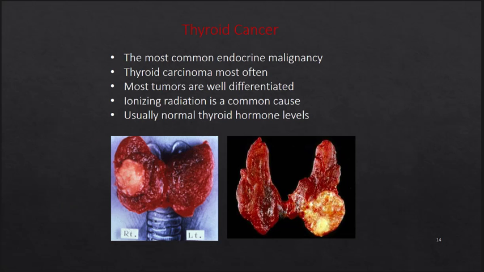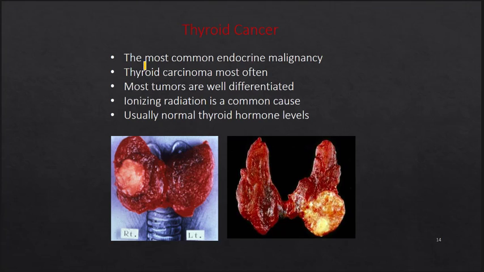Now let's speak about thyroid cancer. Thyroid cancer is the most common endocrine malignancy, but it constitutes only about 4% of neoplasms. The amount of thyroid cancer in Canada is actually increasing, and there's not an exact understanding as to why that is.